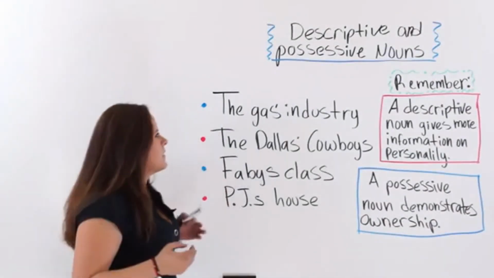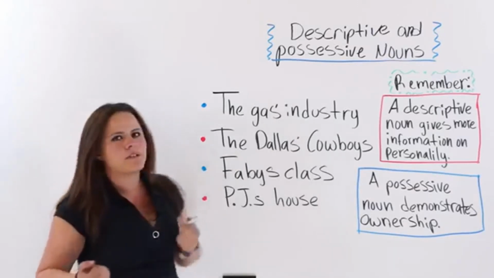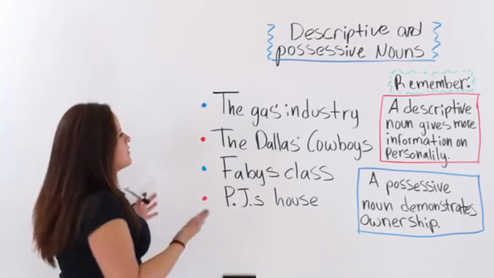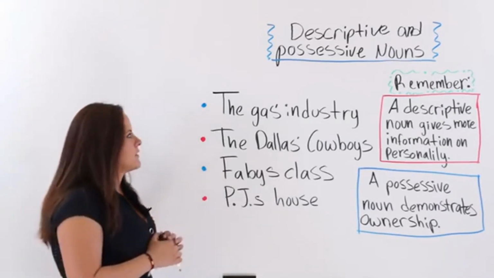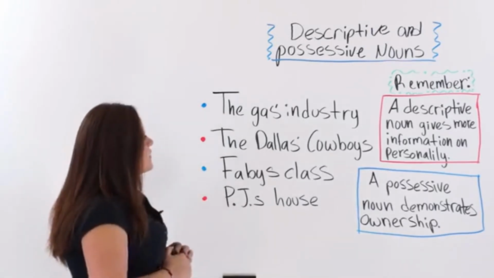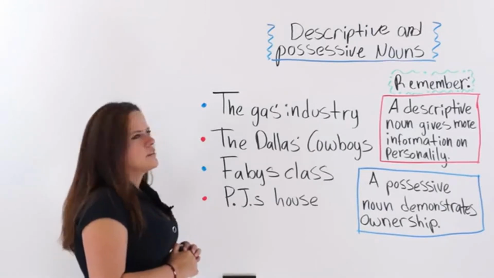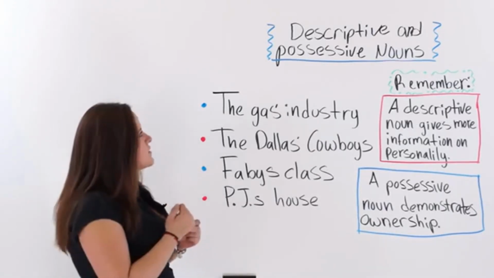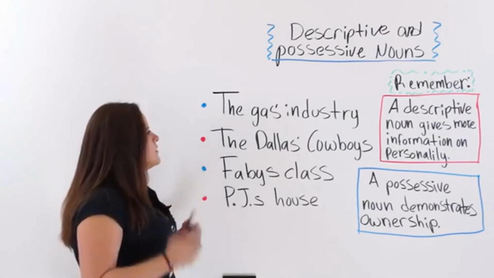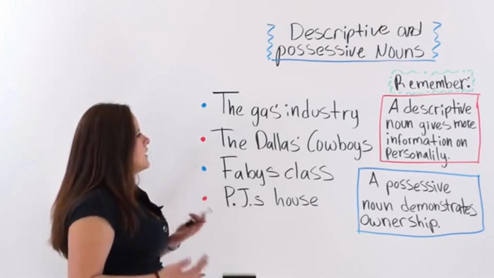Now you are going to help me figure out whether these are descriptive or possessive nouns, and if they need to be corrected or not. Alright, the first one says the gas's industry. Is it okay? Is that a possessive noun? It is the industry of the gas. The industry belongs to the gas. The gas's industry.